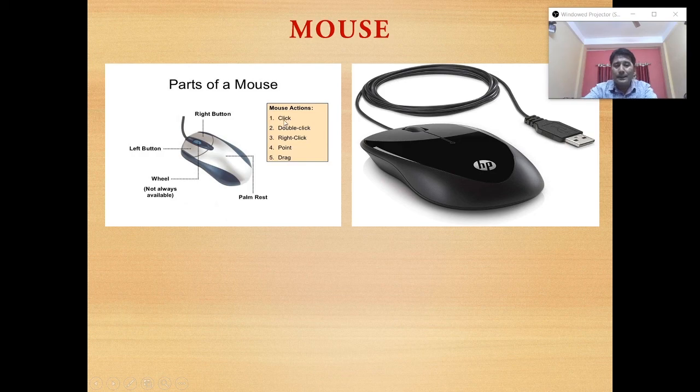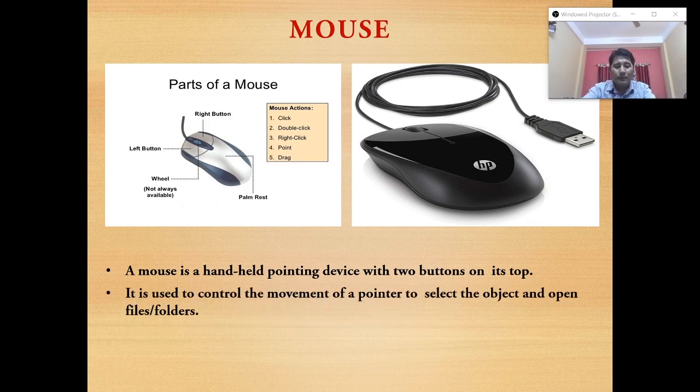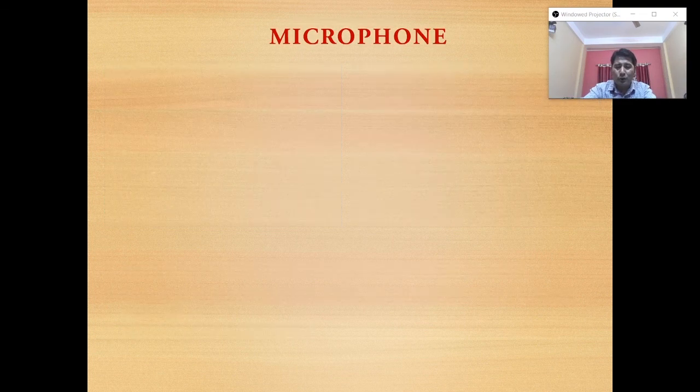One is single click, another is double click, right click. We also use the mouse pointer to point something and drag and drop. So mouse is a handheld pointing device with two buttons on its top. It is used to control the movement of the pointer, to select the object and open files and folders. Beside that, the mouse is also used to draw pictures.